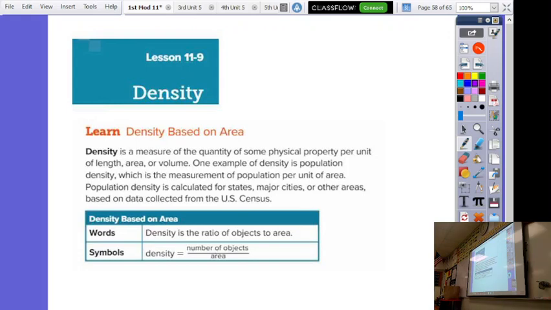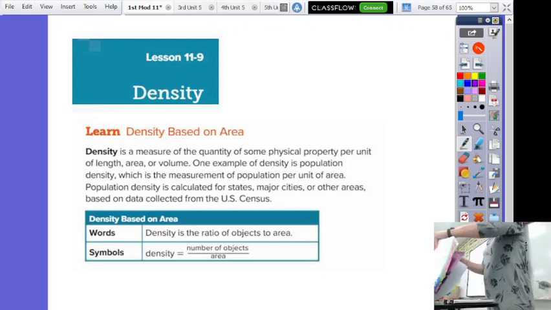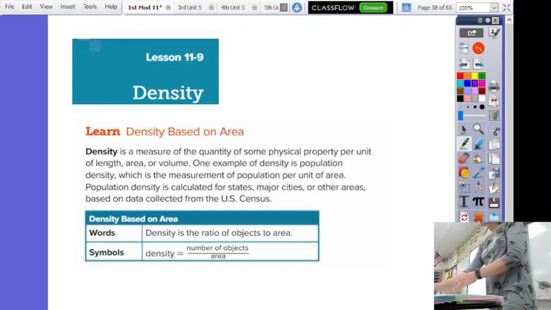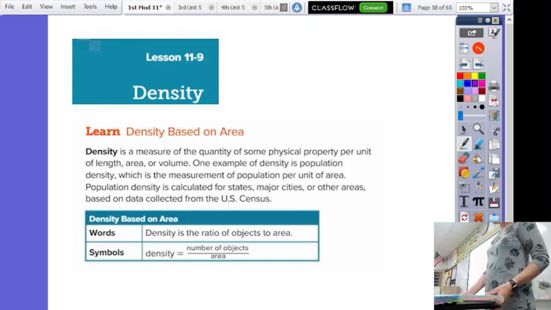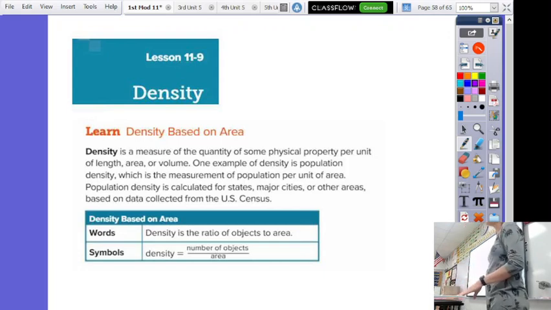Okay, so we're going to cover 11.9 density here today. And yeah, this is your science lesson of math here. Some of you have done a lot with this, some of you have done way less, but we're going to talk about density. We're going to talk about density based on area and density based on volume. So that's why we're in this unit here.